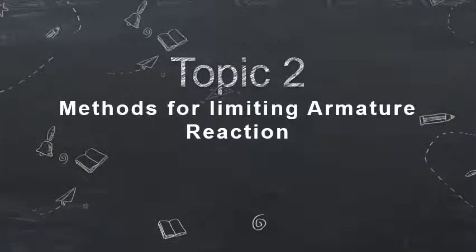Now we will move to the next topic, the methods for limiting the armature reaction. Before moving on, we can summarize what armature reaction is in short. Armature reaction is the effect of the armature flux on the main field flux. Armature reaction basically has 3 effects: magnetizing effect, demagnetizing effect and cross-magnetizing effect. Now we will see how we can limit them. So, methods for limiting the armature reaction.